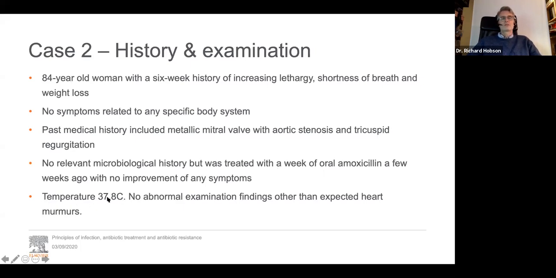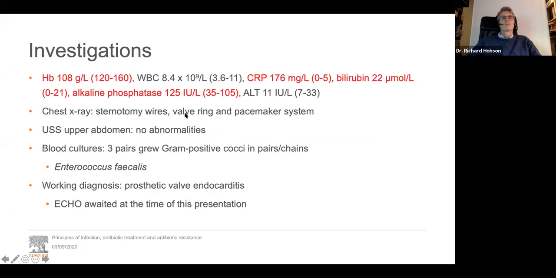She had a temperature of 37.8, and there were no abnormal examination findings at all, other than the expected heart murmurs. She was found to be anemic. Her white count wasn't raised, but her CRP was 176, which is raised. She had a very mildly raised bilirubin, and alkaline phosphatase was raised. Her chest X-ray showed sternotomy wires. Her valve ring was visible, and also a pacemaker system, which wasn't mentioned in the history.